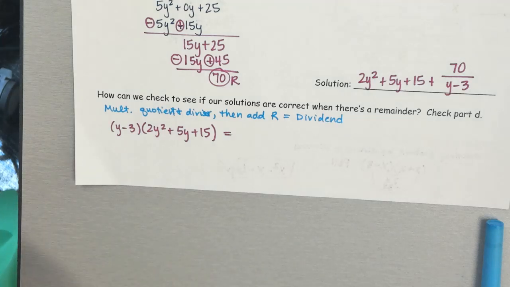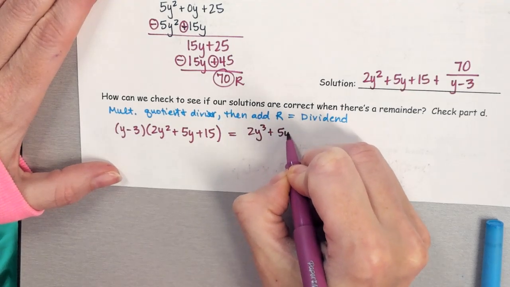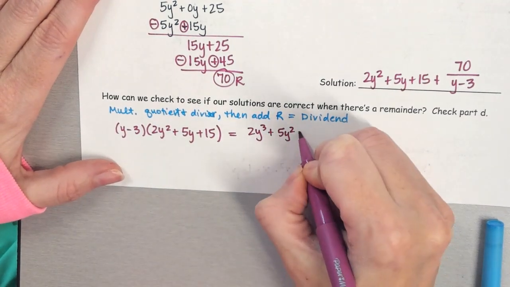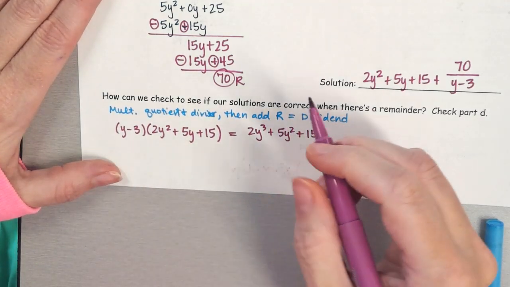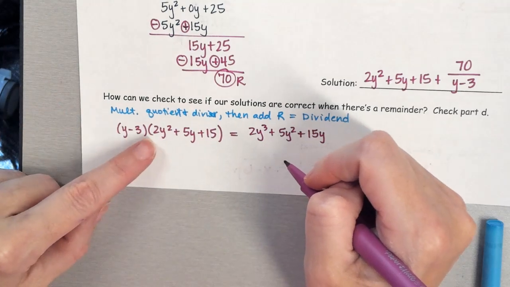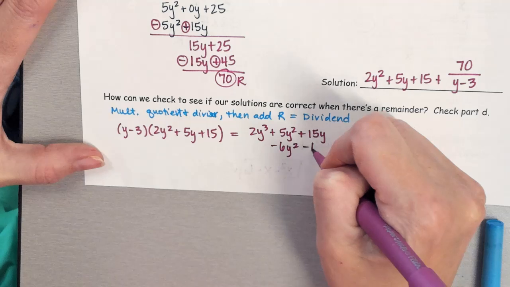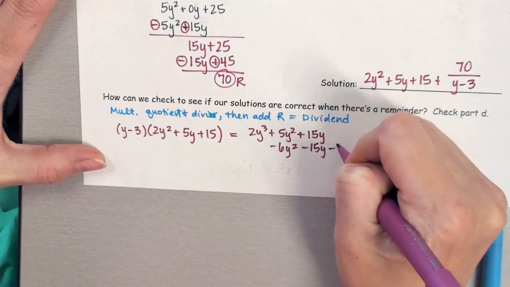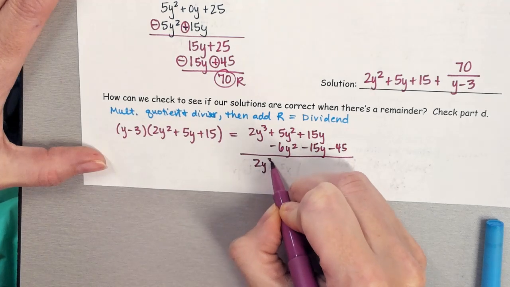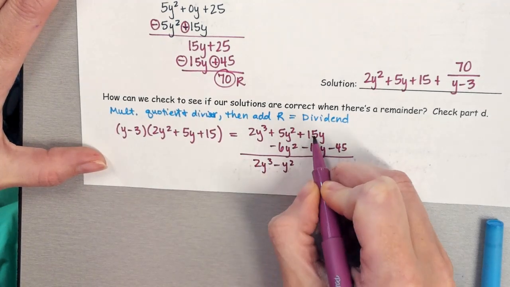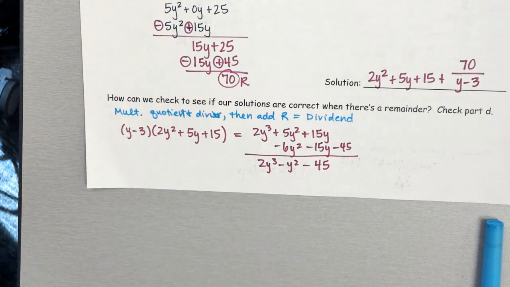And just remember, when you're multiplying anything by y, the only thing that changes is that exponent. Or if there is no y, you're going to put the y there. Anything times negative 3, you're just going to multiply the numbers. So you have negative 6y squared, negative 15y, negative 45. So negative 15 and positive 15 are going to cancel, and this is what you have.